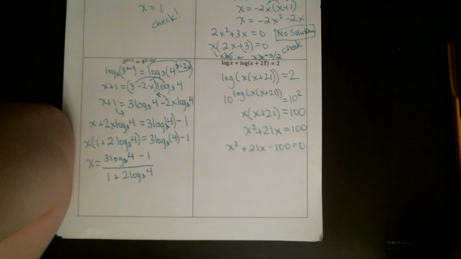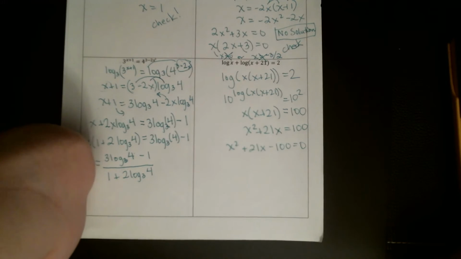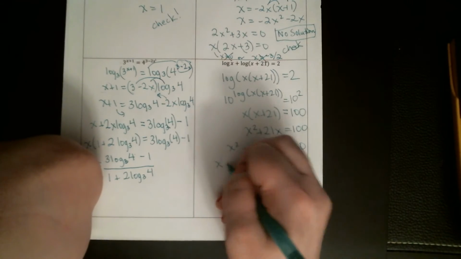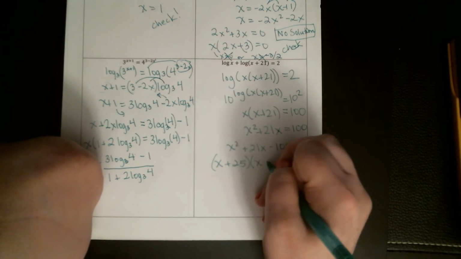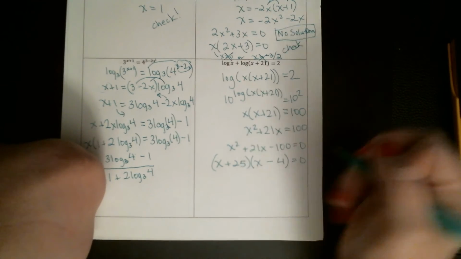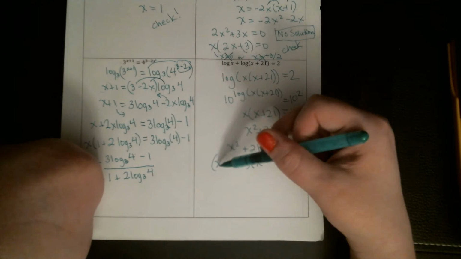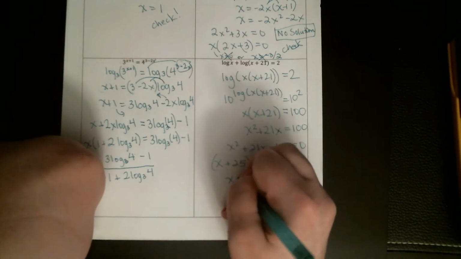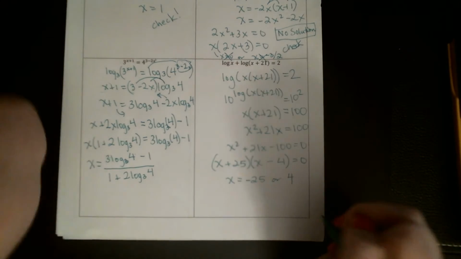And I think, once again, I was nice to us. This is factorable. I know I'm not always that nice on your homework, so make sure that you remember that you can use a quadratic formula if needed. But here, it looks like if I use a 25 times 4 to get the 100, I'll also be able to get the sum of 21x. So positive 25x minus 4x is 21x. Which means x can either equal negative 25 or positive 4.